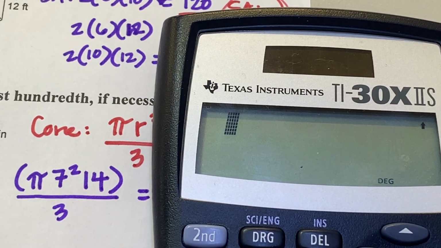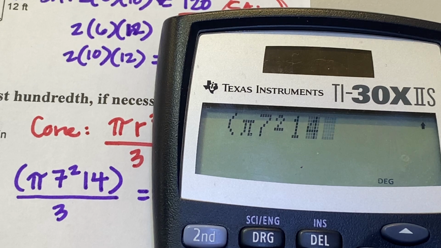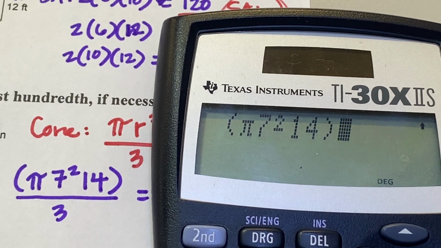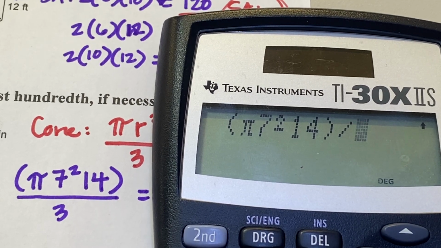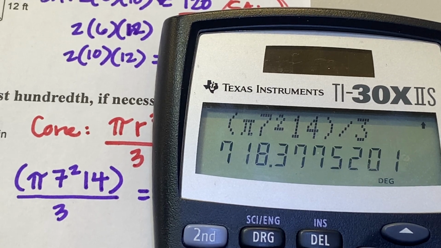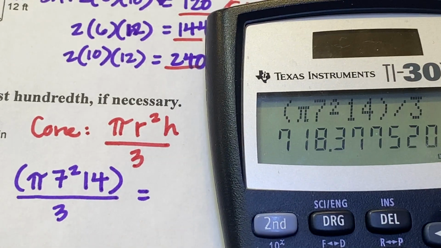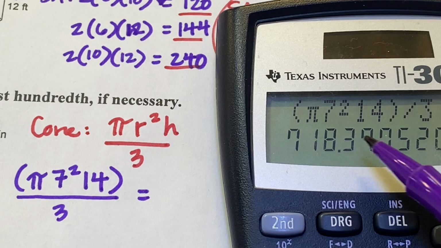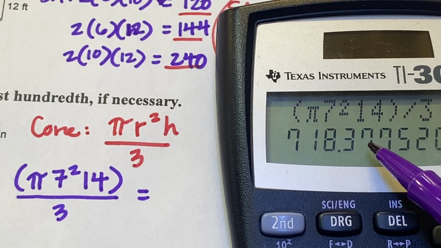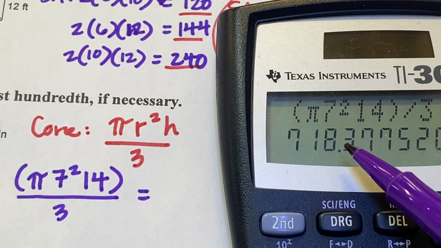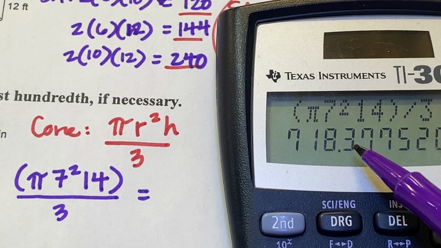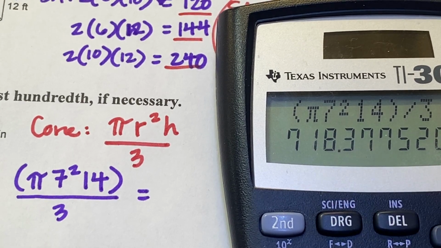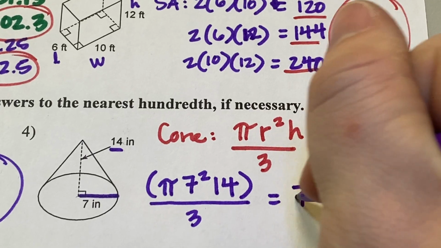Let's see if you're right about bumping the 7 up to an 8. So we have pi times 7 squared times 14, all in parentheses because that's all on top, divided by 3. There's my volume, kind of hard to see. The 7 behind the 3, we'll bump it up to a 4. So our volume is 718.4.